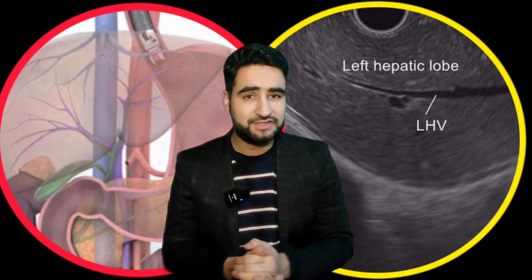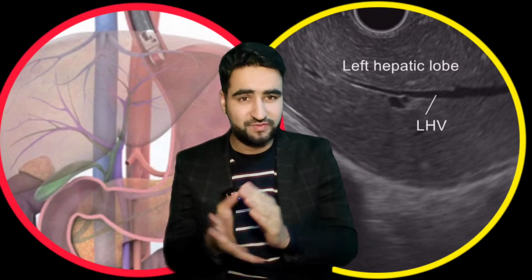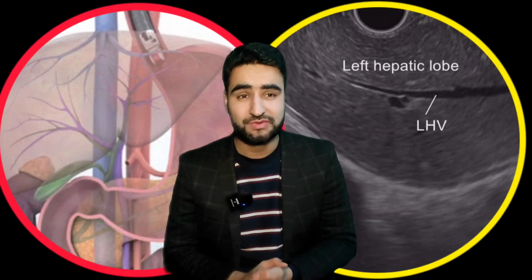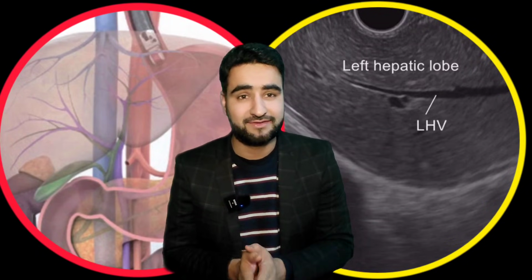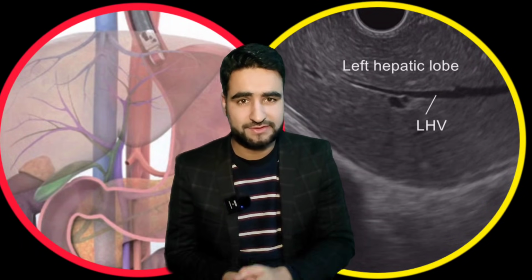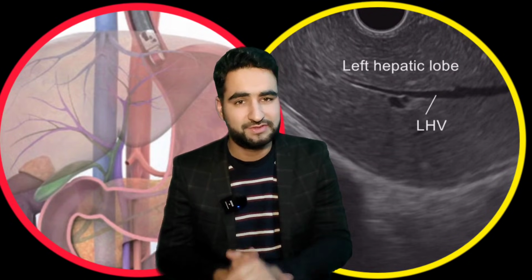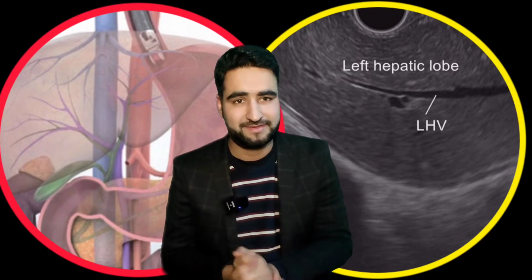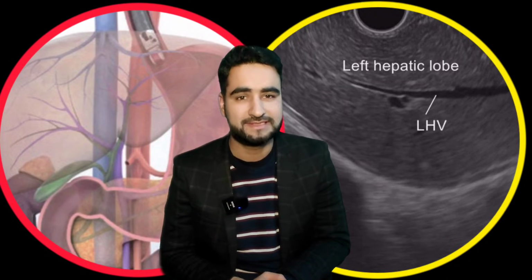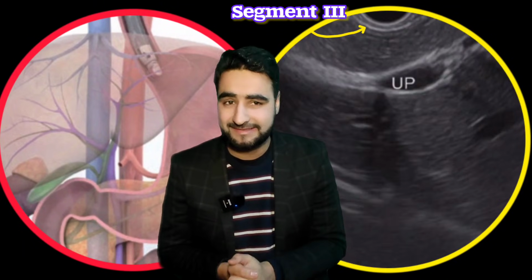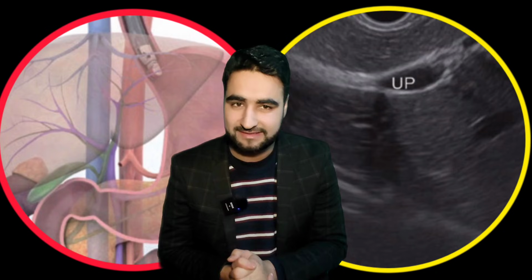Here is something crucial to remember. Once you visualize the hepatic vein, you know your transducer is at the level of superior segments. Notice that the predominant part of the left lobe you are seeing here is segment 2. Now watch what happens when you push your scope down slightly. Segment 3 enters from the left side of your screen.